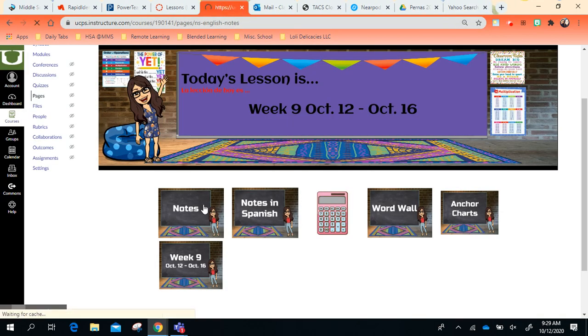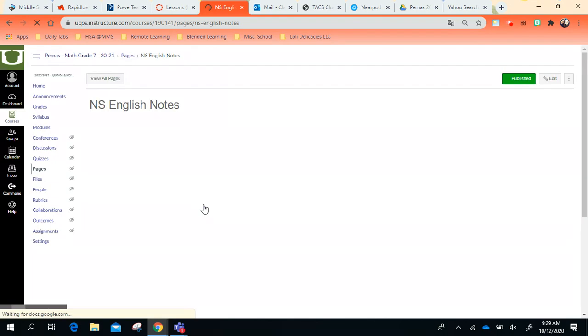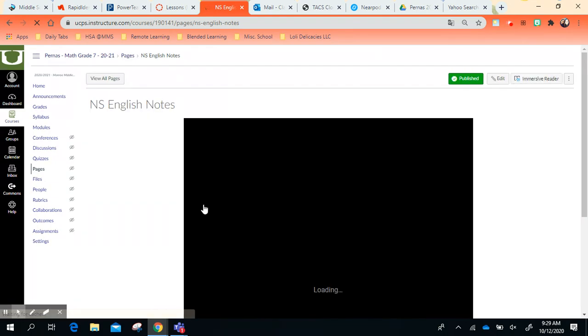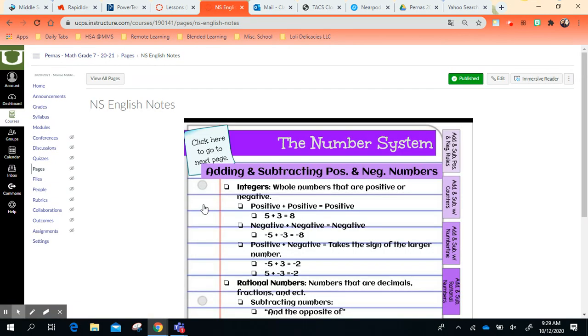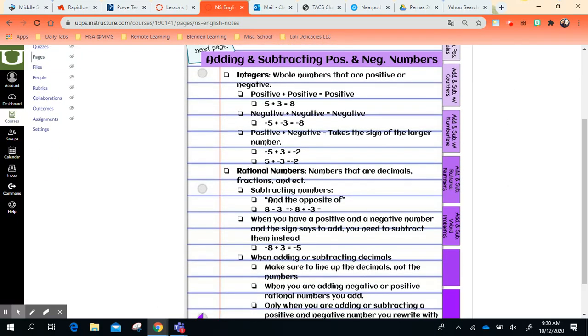Last week we went over notes on our rules. So I know some of you wrote it down. I'm sure some of you did not. These are very important. We went over integer rules for adding and subtracting positive and negative numbers. Today we're going into subtraction, but you're still going to be using these rules.